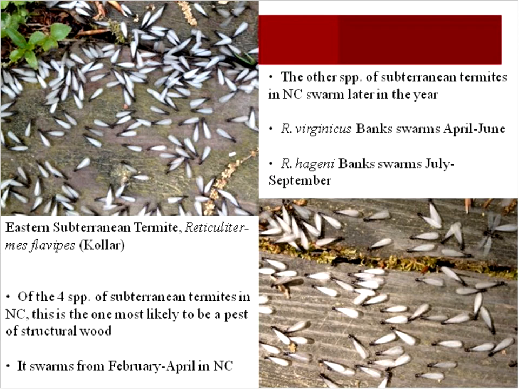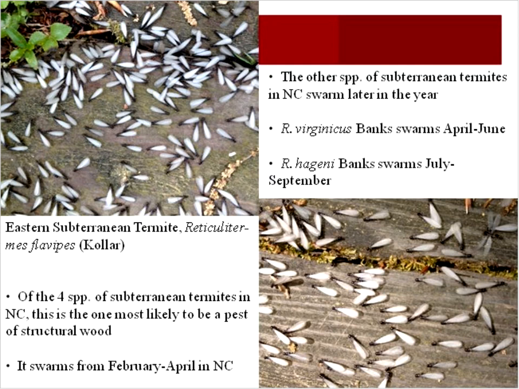This is one of the four species of subterranean termites in North Carolina. I say this is the one that's most likely to be a pest in structural wood. It can start swarming as early as February in North Carolina and then continue in April. So they're probably winding down by now, especially given this early spring that we've had.